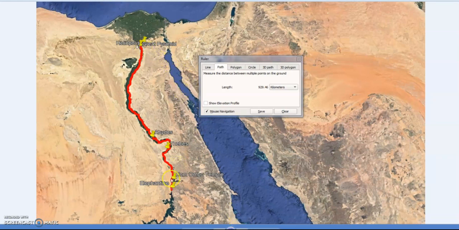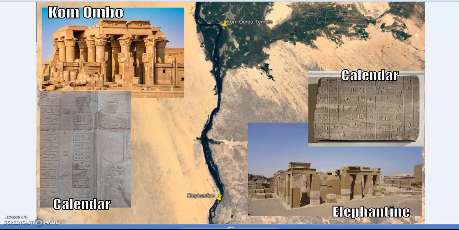As the crow flies, it's quite a distance. But if you actually follow the river, and even there I'm using a lot of straight lines, so it's even longer, it's 930 kilometers. So you're looking at over 500 miles roughly from Elephantine just to Heliopolis, not including the delta itself. It's a huge distance to travel, and of course how to manage such a large area as well.